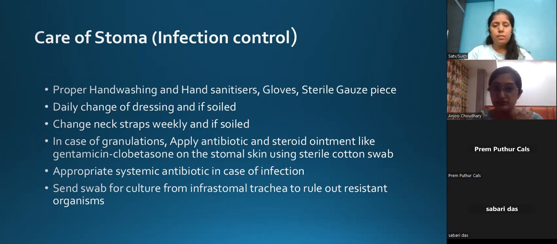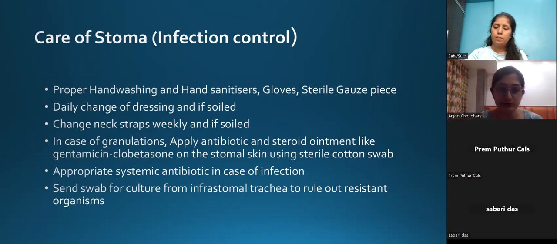They need to change the straps also frequently, at least weekly or more frequently if it gets soiled, because this is also a source of infection. Then in case of granulations that develop around the tube, they have to regularly apply antibiotic and steroid ointments. Something like gentamicin is an antibiotic and clobetasone is a steroid. They have to mix it together and use an earbud, like a Johnson's earbud. They can use this cream and apply it on the skin around. This will reduce the granulation tissue around the tube and reduce the infection.